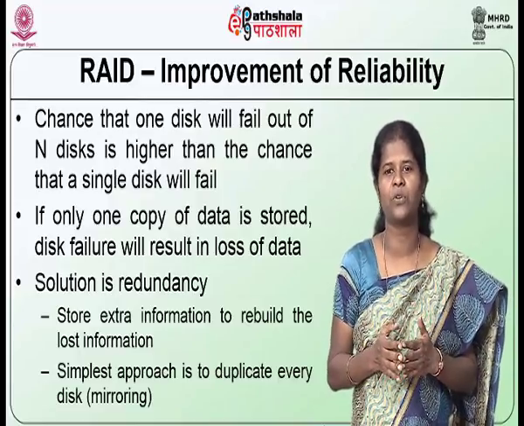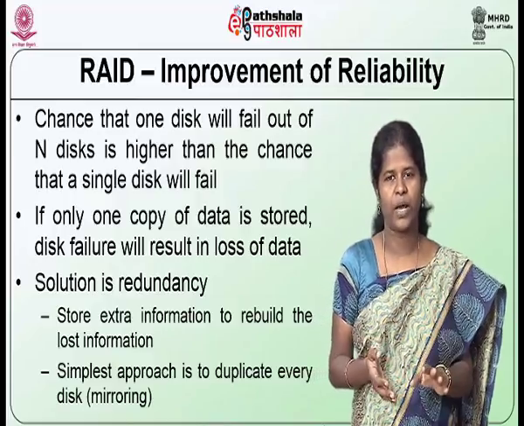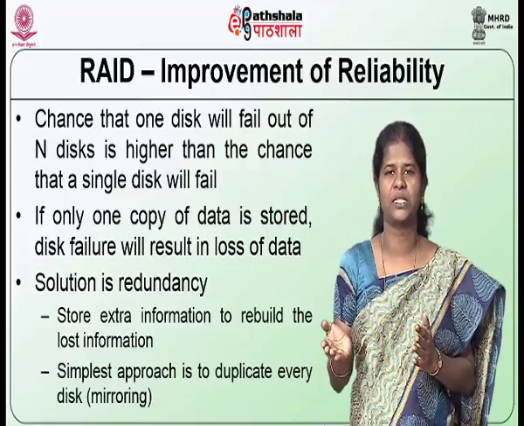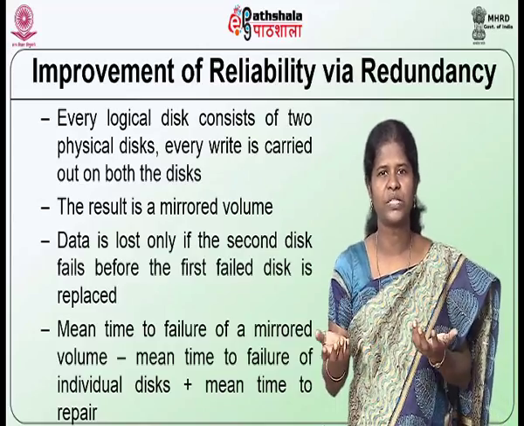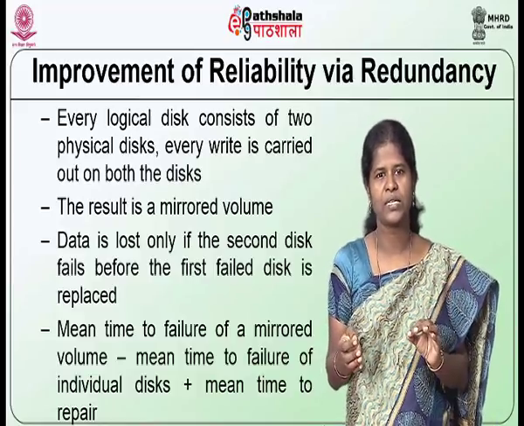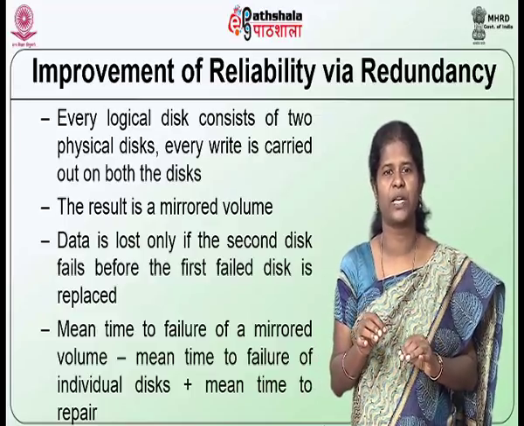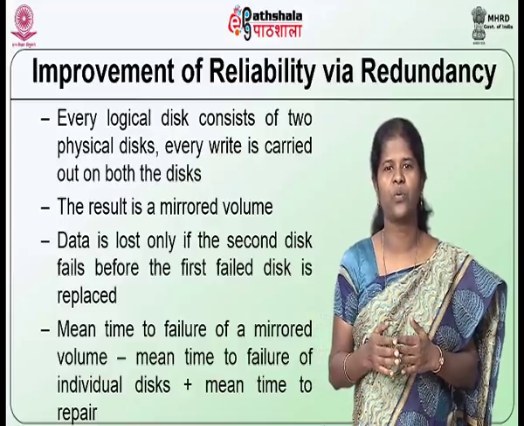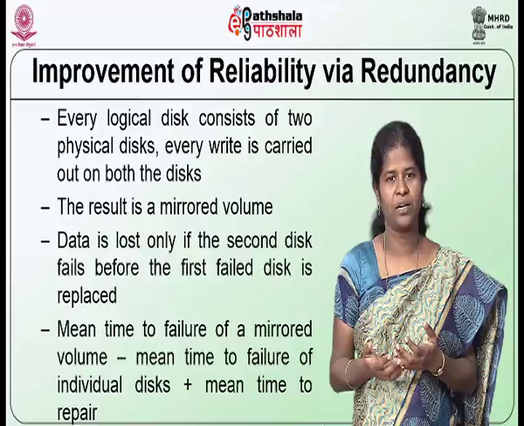The simplest approach is to duplicate every disk. If you have data in one disk, that data has to be duplicated and kept in another disk, and this is called mirroring. When you have two disks which have the same information, whenever you write into one disk, that has to be written to the other disk as well. So, every write has to be carried out on both the disks. The result is a mirrored volume: you have one original volume and also a mirrored volume.